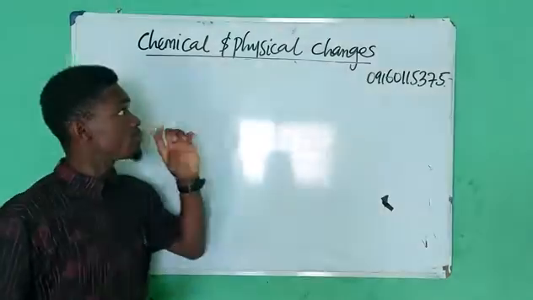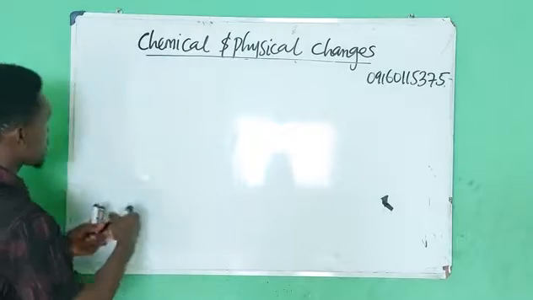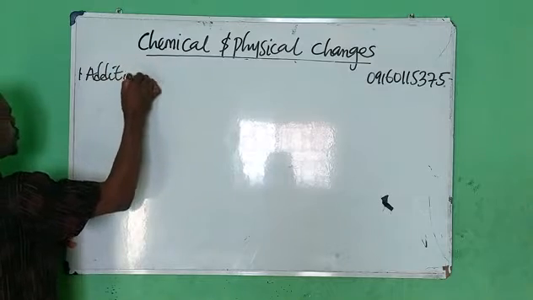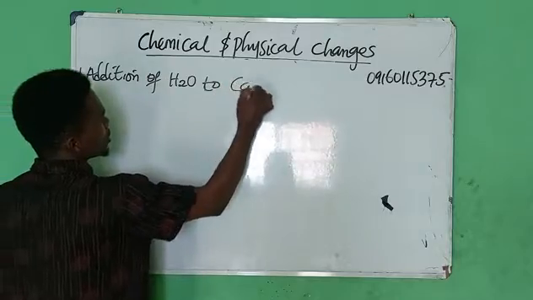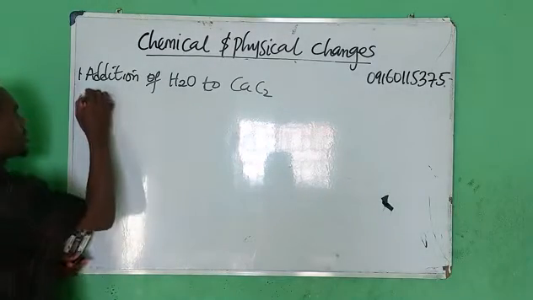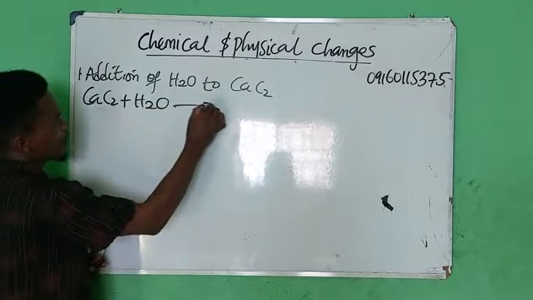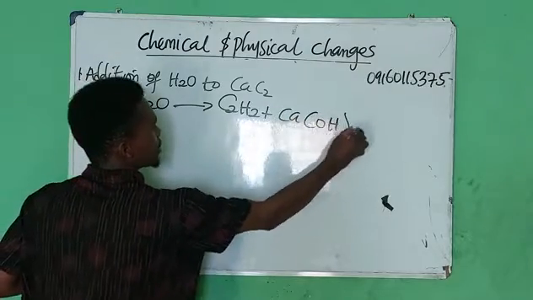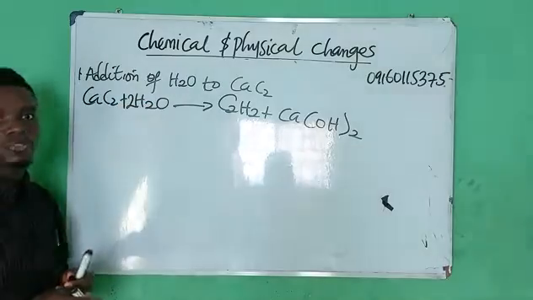We said that the first example of chemical change is the addition of water to calcium carbide. The addition of water to calcium carbide is a chemical change. If calcium carbide is reacted with water, it will form ethyne plus calcium hydroxide. We illustrated this equation in our previous class.